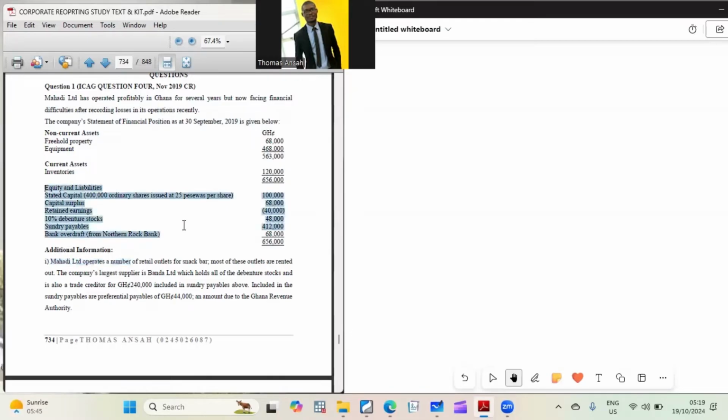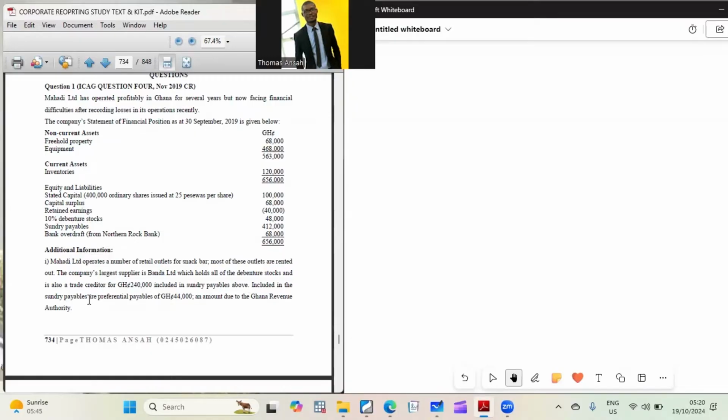Anyway, take a look at the financial statement very well. And additional information has been given to you. Mahadi operates a number of retail outlets of snack bars, and most of these outlets are rented out. The largest supplier is Banda, who holds all the debenture stock and is also a trade creditor for 240 included in the sundry payables above.